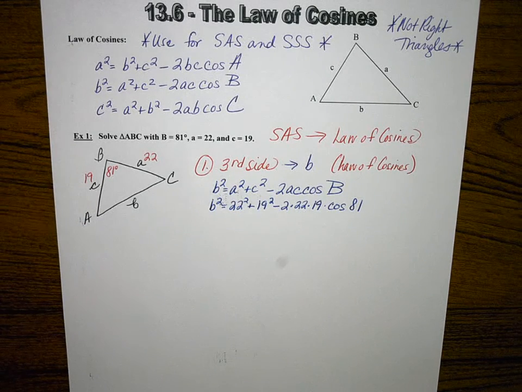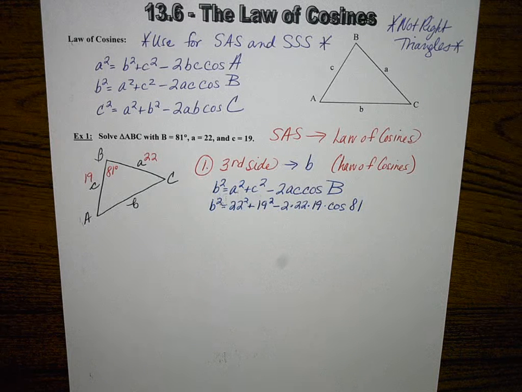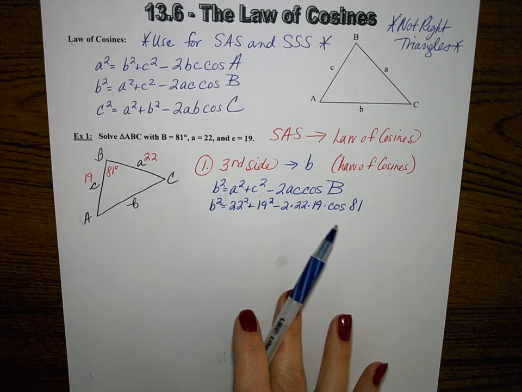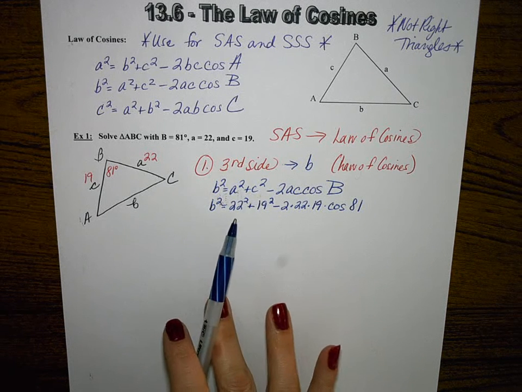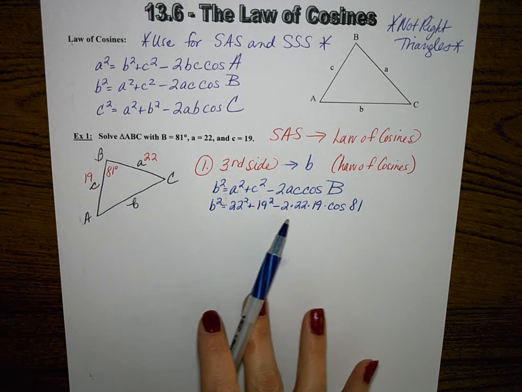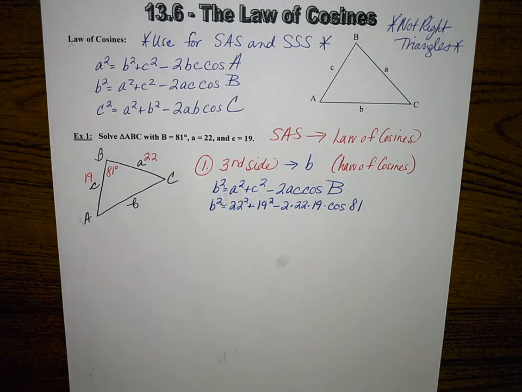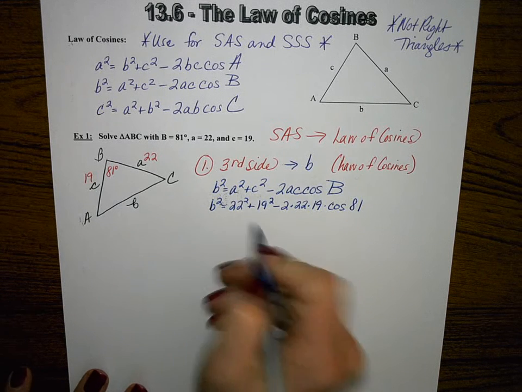All right, very quickly get out your calculators. And this really, honestly, making sure the calculator needs to be in degrees, but this is one set of keystrokes. There shouldn't be any enters even hit here. 22 squared plus 19 squared minus 2 times 22 times 19 times the cosine of 81. This should be one set of keystrokes, and then we hit enter.